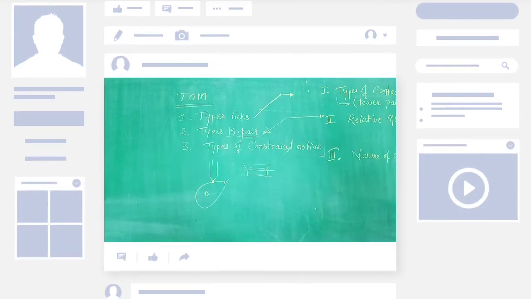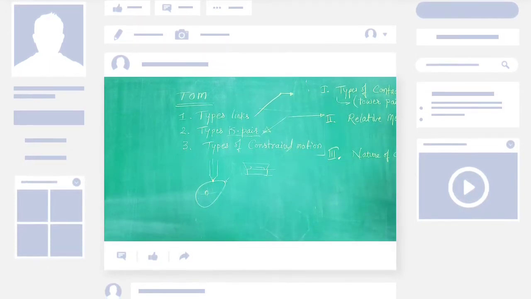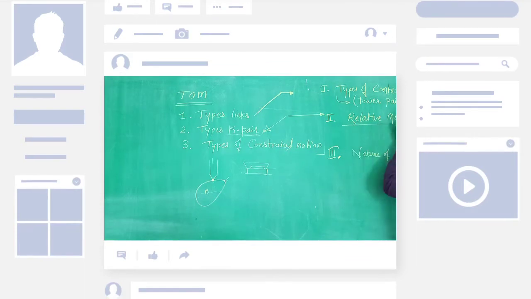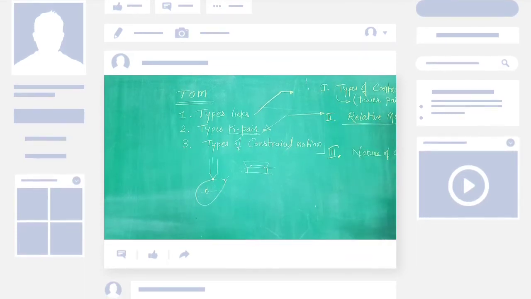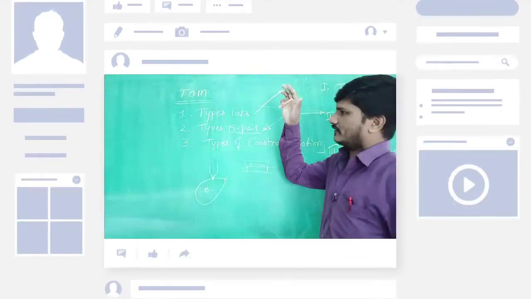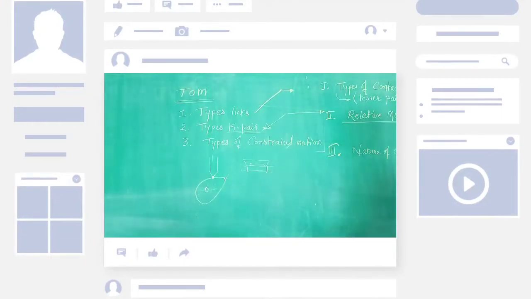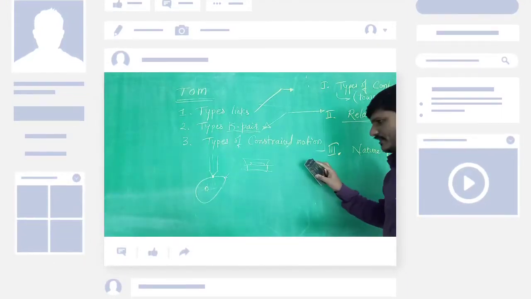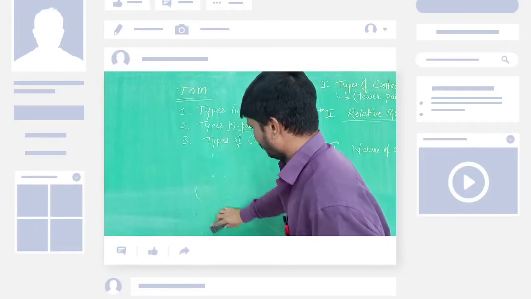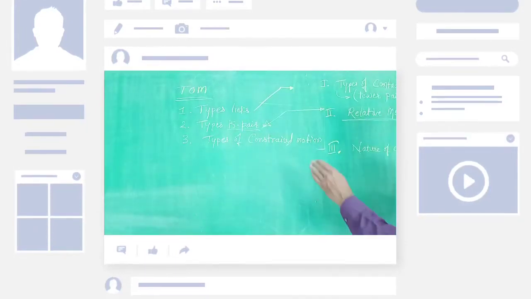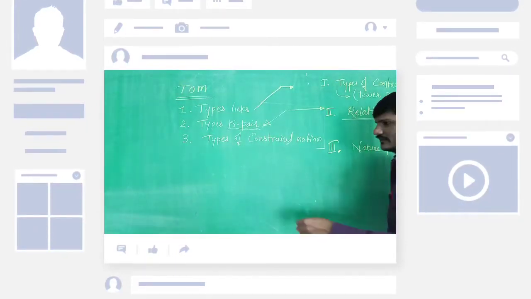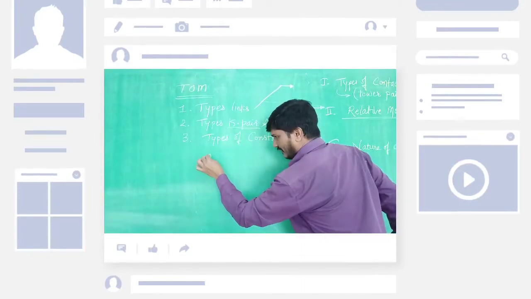Then again we are going to study the relative motion. According to the relative motion, how the kinematic pairs are classified, let me explain. First there will be the sliding pair.